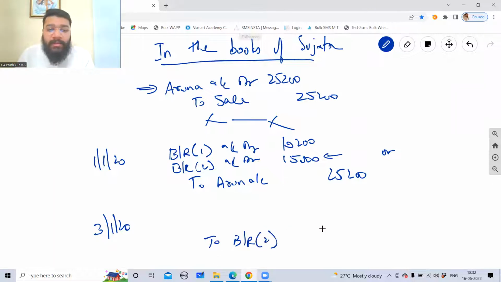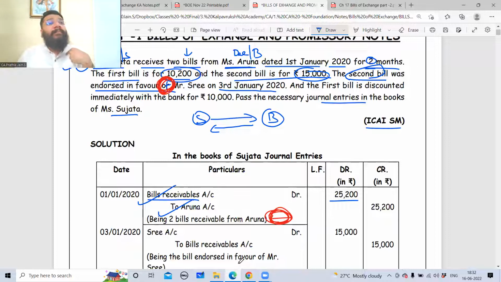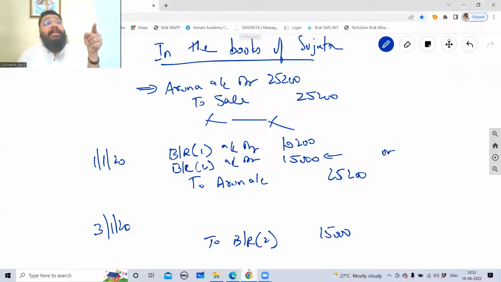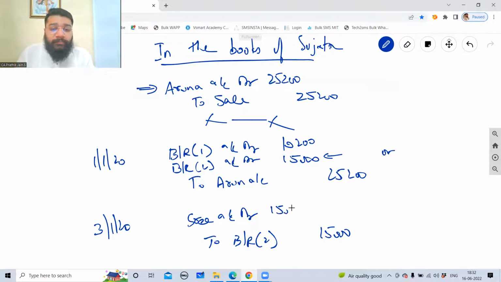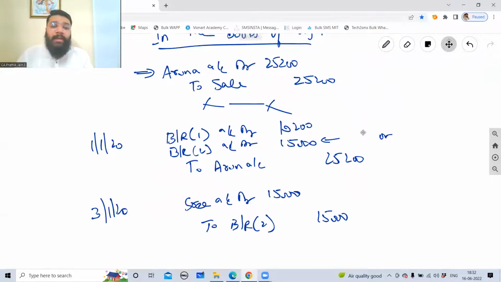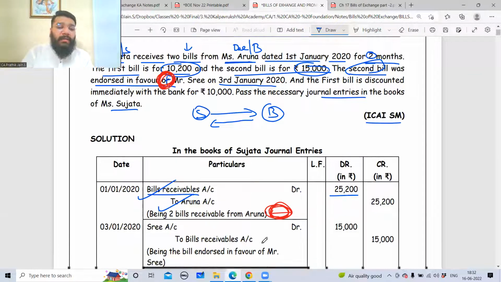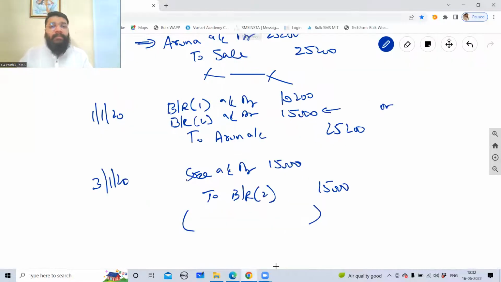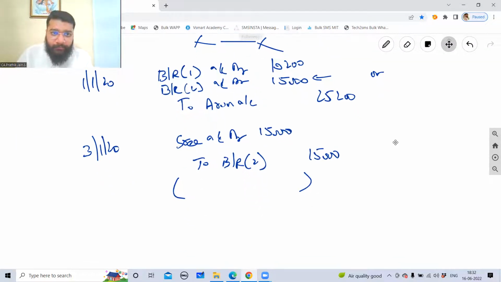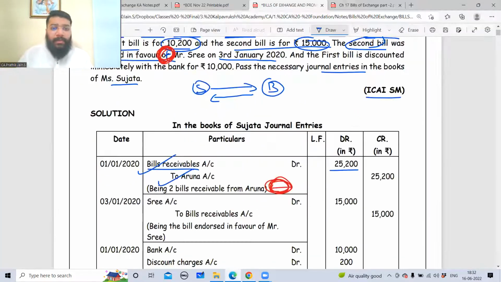Two bills receivable, second bill, it is going out for 15,000 rupees. It is going to whom? It is going to Shri. Shri is my creditor. So I'm closing the creditor's account. To close my creditor, to close my liability, I need to give a debit. So Shri, account debit 15,000. Being bill endorsed in favor of Mr. Shri. Any problem here? Online students comfortable, not comfortable? Hello? Comfortable.